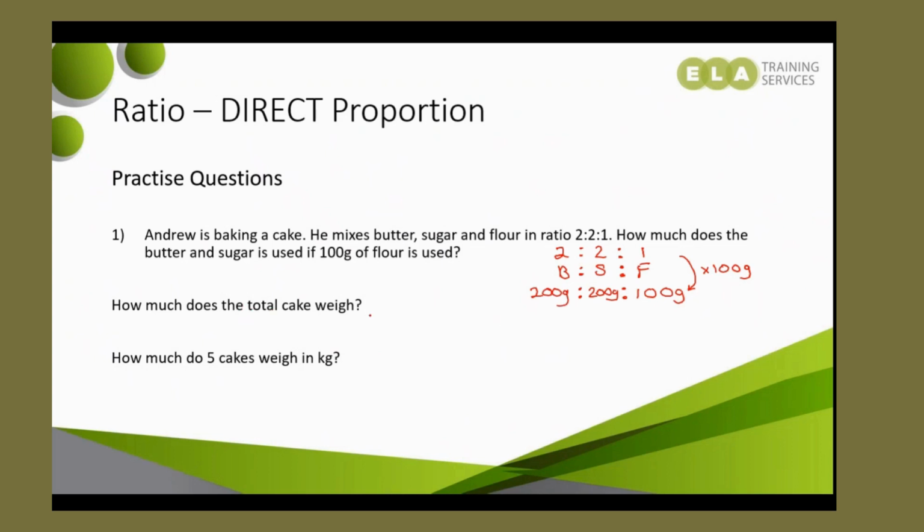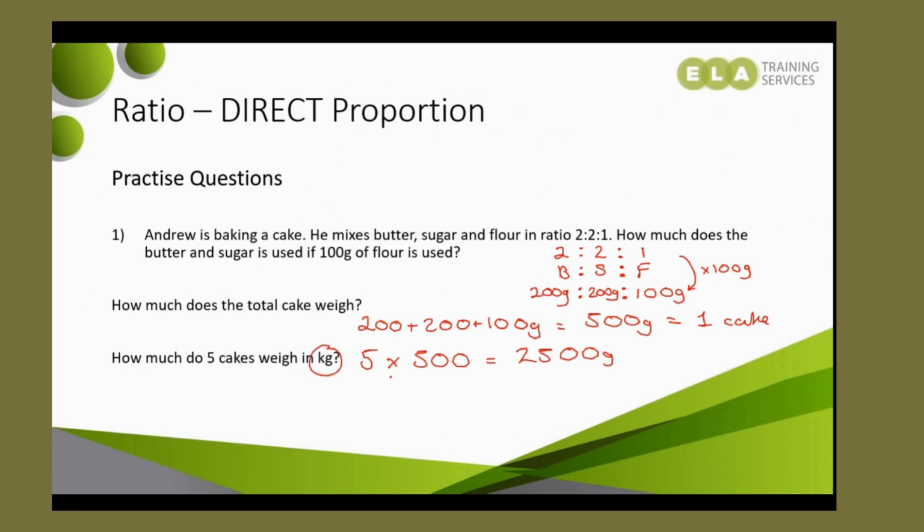So how much does the total cake weigh? 200 add 200 add 100 is then 500 grams for 1 cake. The next part of our question asks us how much do 5 cakes weigh? So then we do 5 times 500, which is 2,500 grams, but our question asks us for kilograms. So now we have to do 2,500 divided by 1,000, which gives us 2.5 kilograms, and there are our answers.